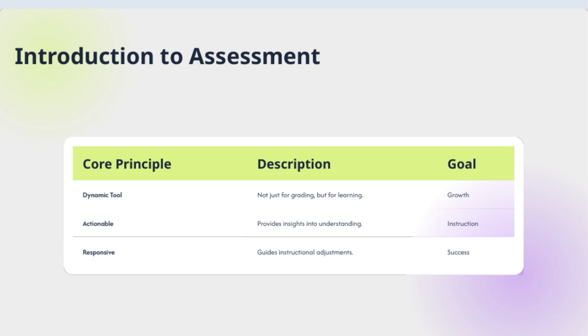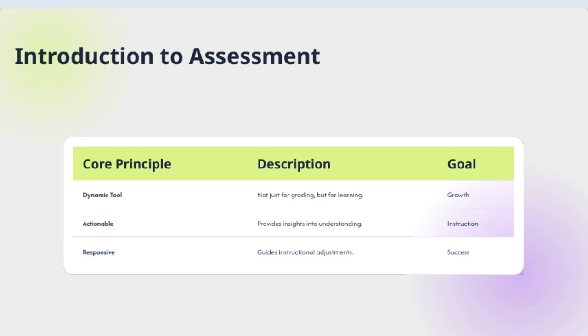It's not just about assigning a grade. It's about providing meaningful feedback that supports student growth. That's why we call it actionable growth, because the goal is to use assessment data to foster continuous learning and development, not just to evaluate at the end.